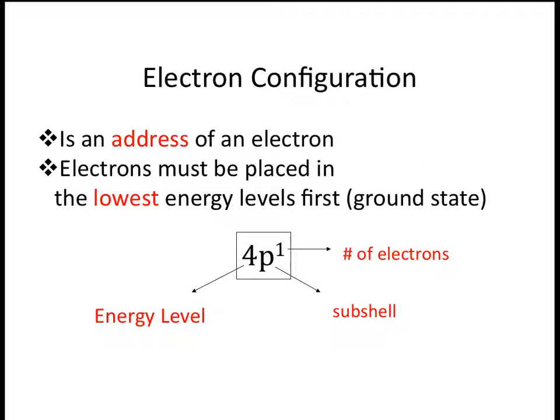So electron configuration is basically just recording the address of an electron. There's a couple of rules we need to remember. The first rule is that electrons must be placed in the lowest energy level first. We're going to call that its ground state. When we write an electron configuration, we will always refer to an electron set in each energy level, subshell or sublevel, and how many electrons are within that subshell of that energy level, as seen in the designation for p1.